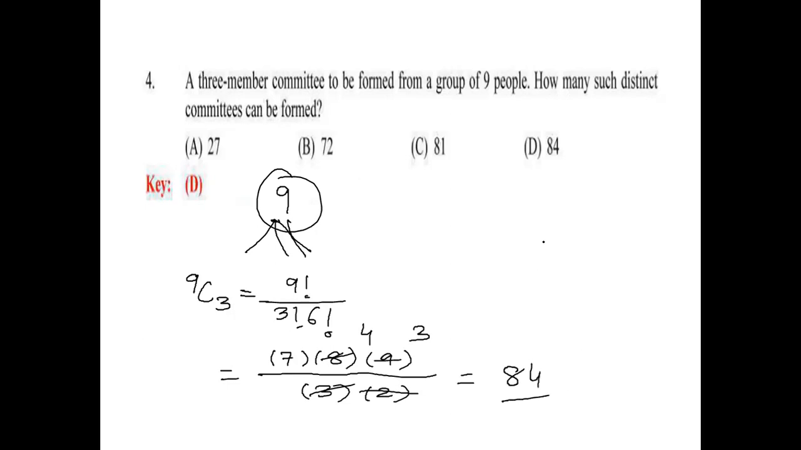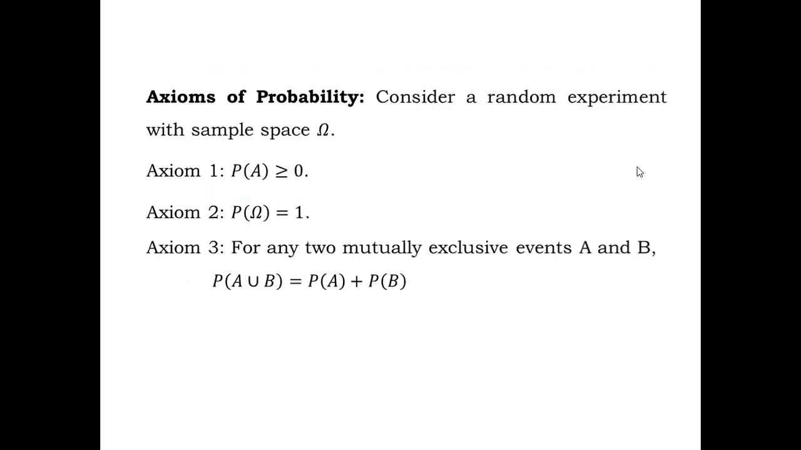84. 84 is the answer. Okay. Then axioms of probability. An axiom is a statement which is accepted without asking its proof. When I say that a particular statement is an axiom, then nobody is supposed to ask its proof or justification. And as such, in probability theory, there are 3 axioms.